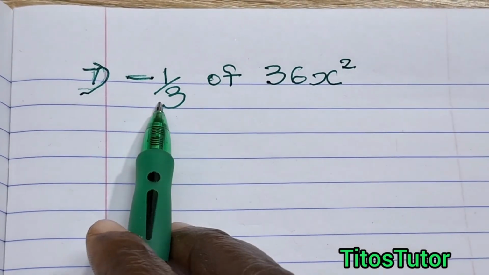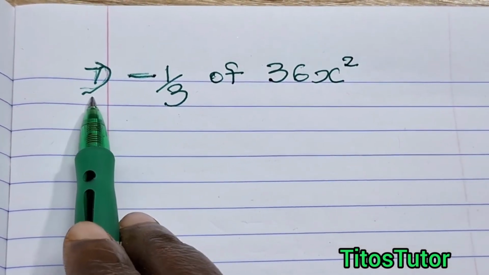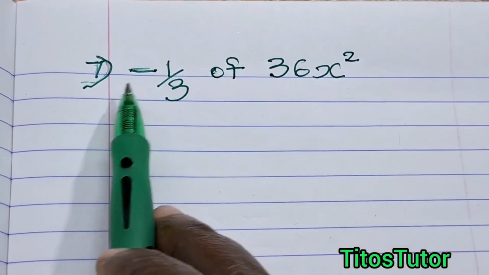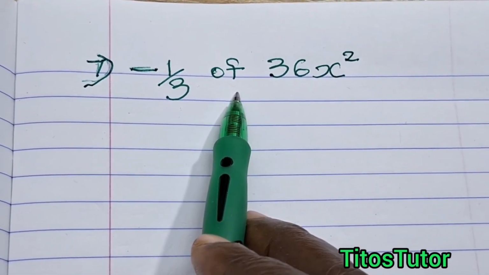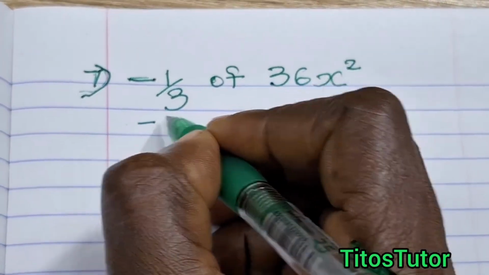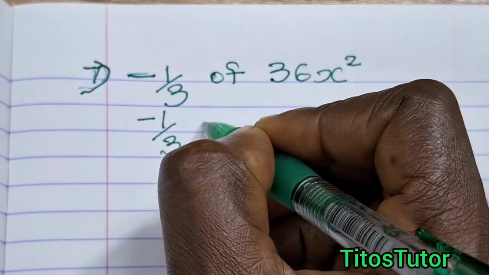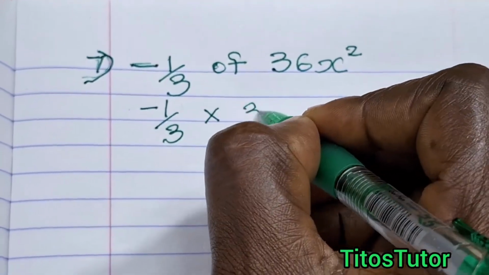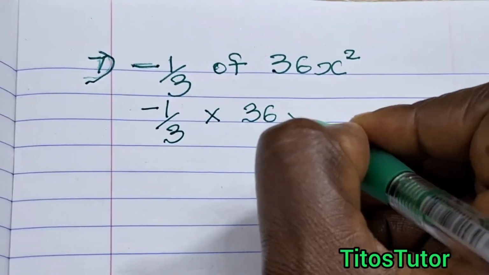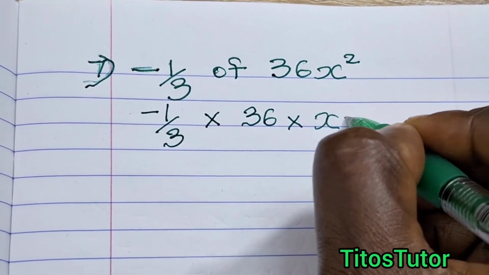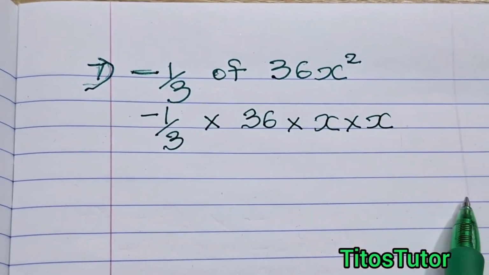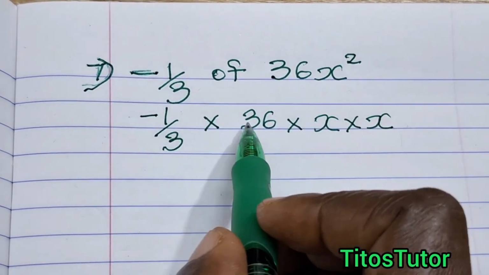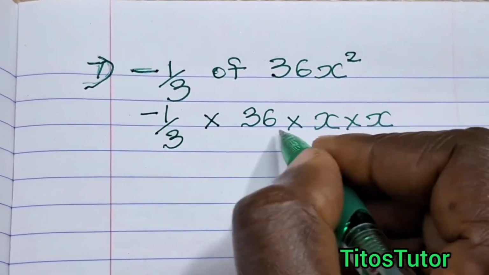All right, so let's complete this worked example. The last example, which is example 7, says negative 1 over 3 of 36 times x times another x. Of in math means multiplication, right? So I have negative 1 over 3, which is a fraction, multiplied by 36 times x times another x, expanded.